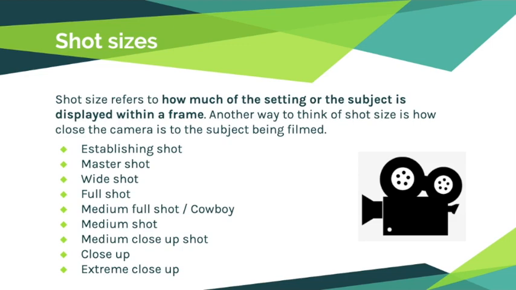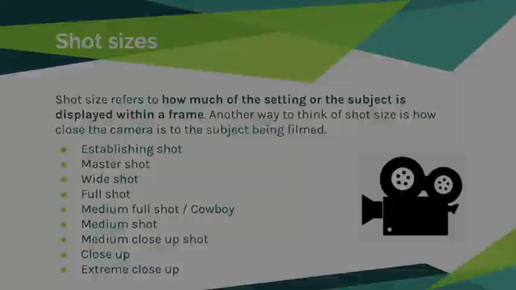So we learnt about establishing shots, master shots, wide shots, full shots, medium full shots, which is also referred to as the cowboy shot, medium shots, medium close-up shots, close-ups, and extreme close-ups. So if you need a refresher on those different types of shot sizes, make sure you're referring back to that note-taking table that you did on Monday and yesterday in regards to that Studio Binder video.